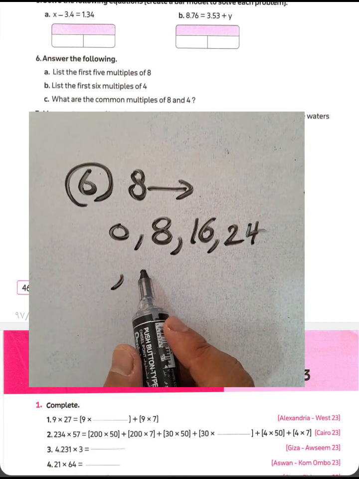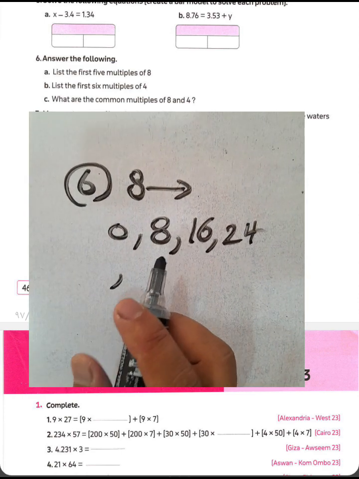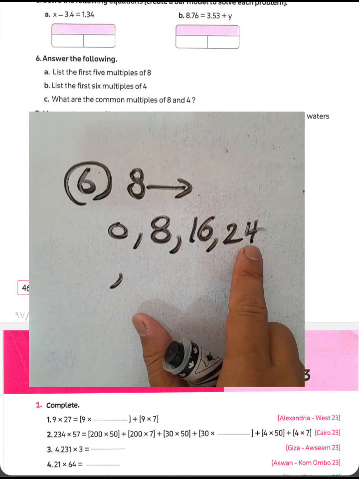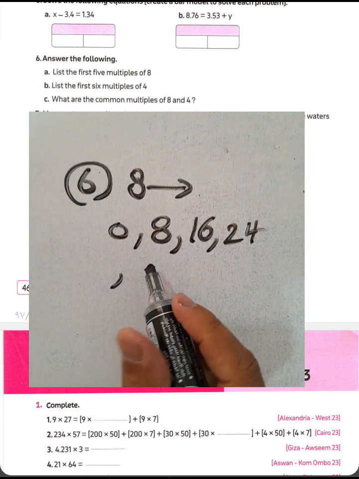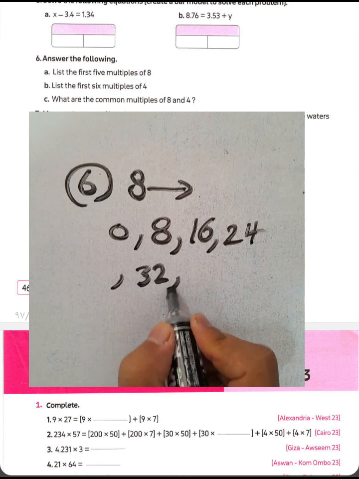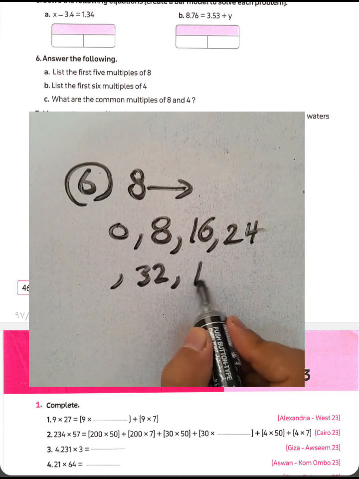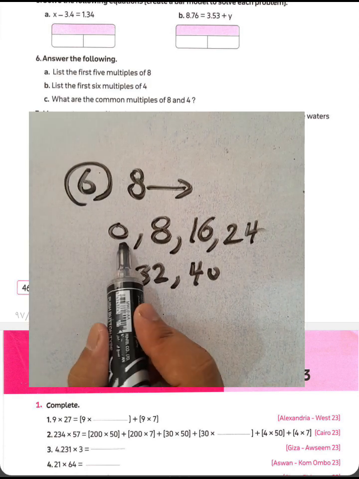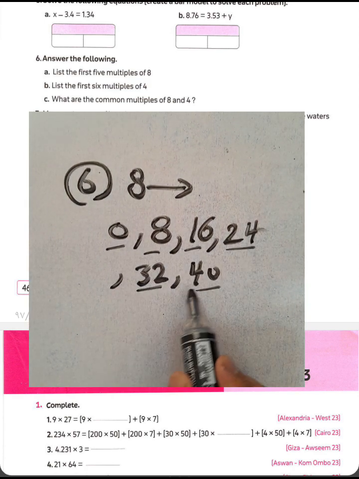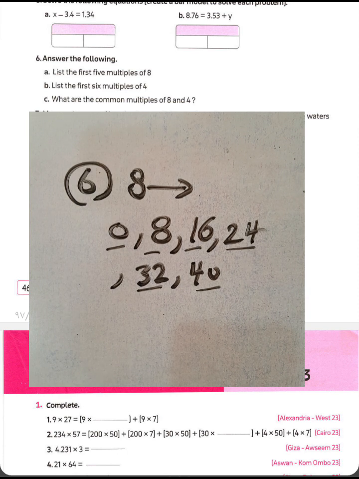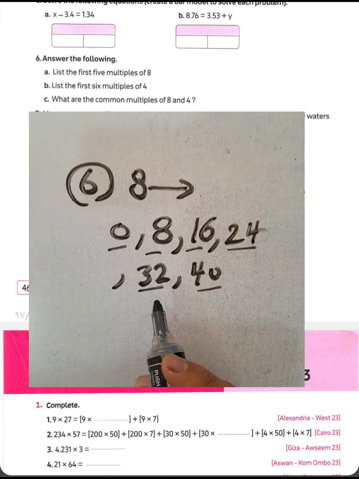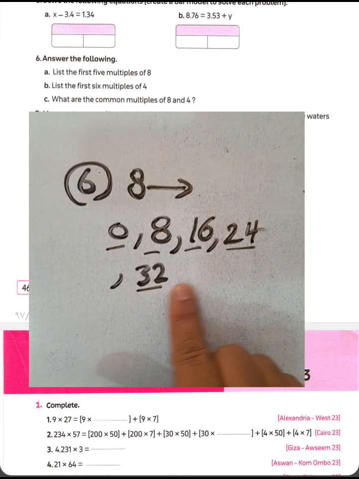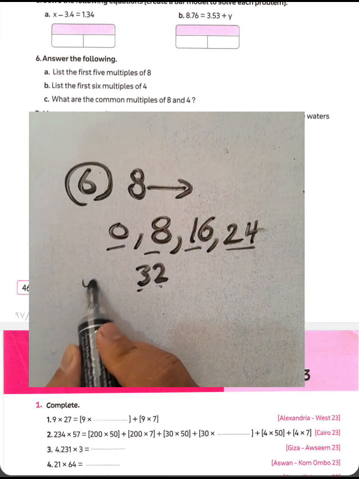We have here 3 times 8 is 24. 4 times 8 equal 32, and 5 times 8 it will be 40. You want to find 1, 2, 3, 4, 5, 6. You want to find what? How many multiples? List 5 multiples. Okay, the list of 5 multiples will be these numbers.